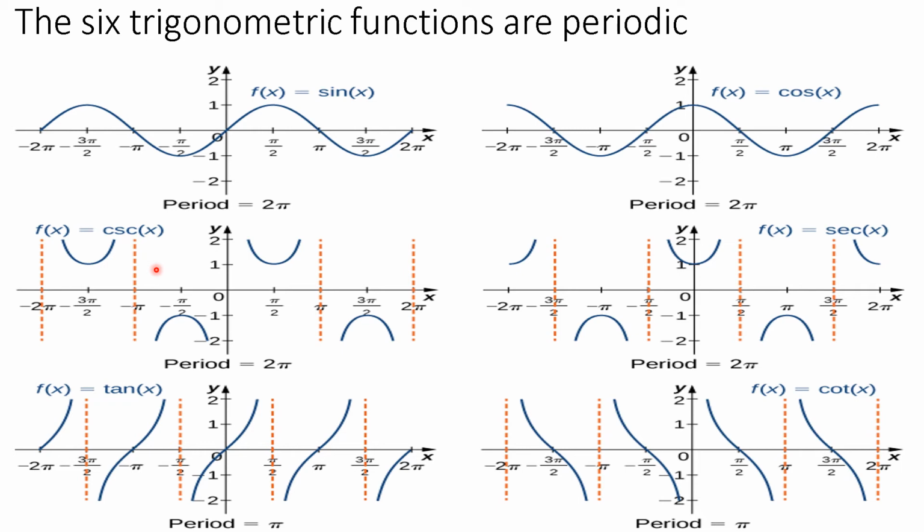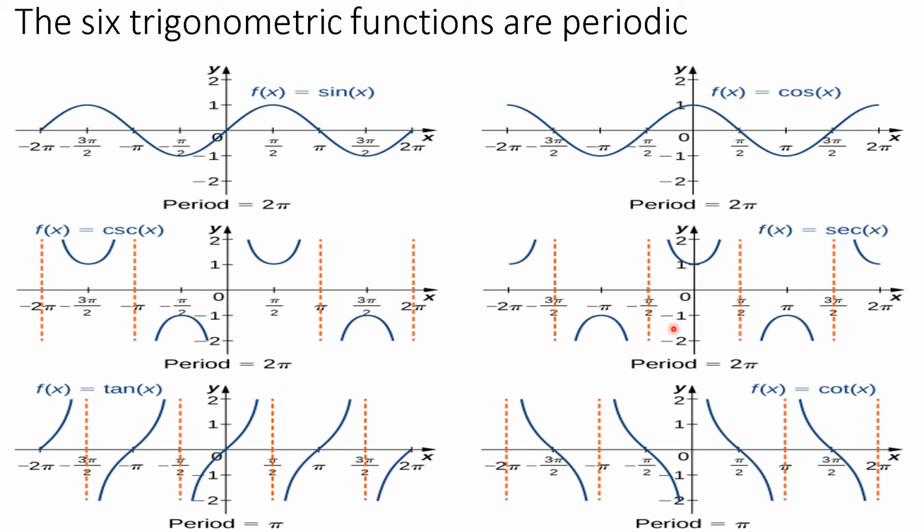The reciprocal of 1 is 1 and the reciprocal of a positive number less than 1 is a number greater than 1. The reciprocal of minus 1 is minus 1 and the reciprocal of a negative number greater than minus 1 is a number less than minus 1. Therefore, see here in this graph, the period of this function is 2 pi.